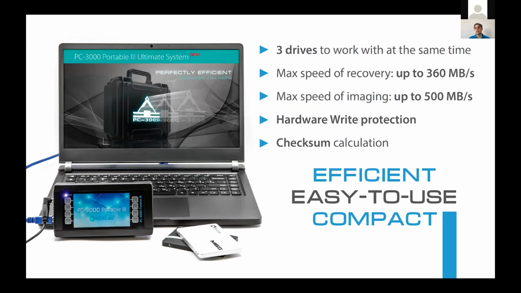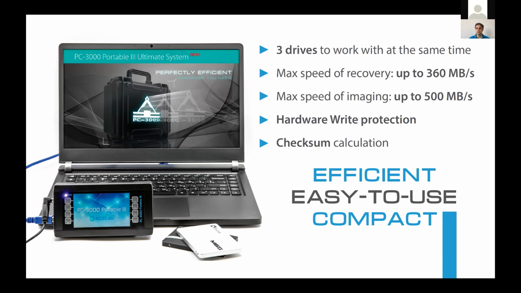And again, what else can we say about the Portable 3 system? Actually, as I said before, we can work with 3 drives at the same time. The maximal speed of imaging, of data copy, is around 500 megabytes per second. The maximal speed of data recovery from one port is around 360 megabytes per second.